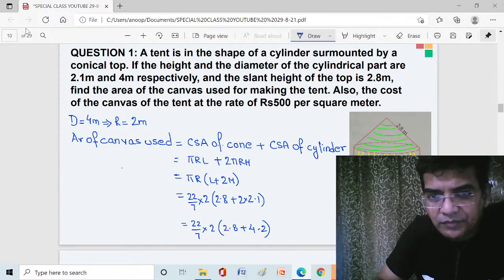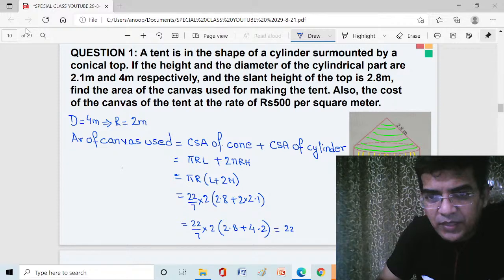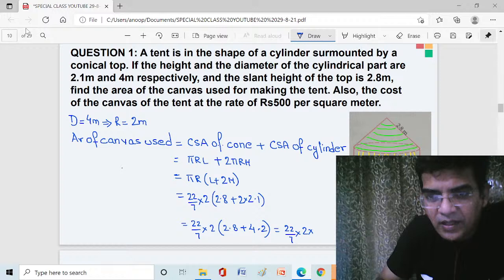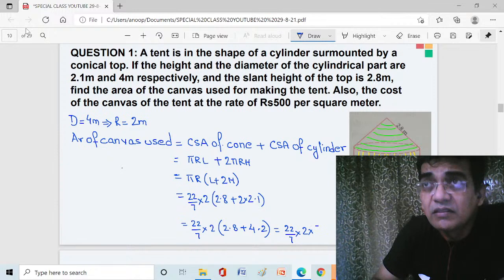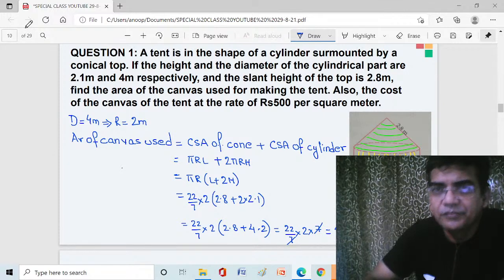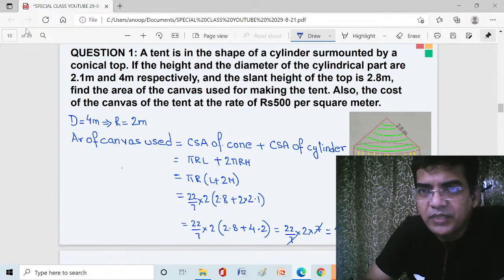So here if I solve it further, this will be 22 by 7 into 2, and within the bracket I am getting 2.8 plus 4.2, that will make it 7. So you can see this will cancel out, and the area of the canvas required will be 44. So here we have calculated what area of canvas will be required. That will be 44. Now what else we need?